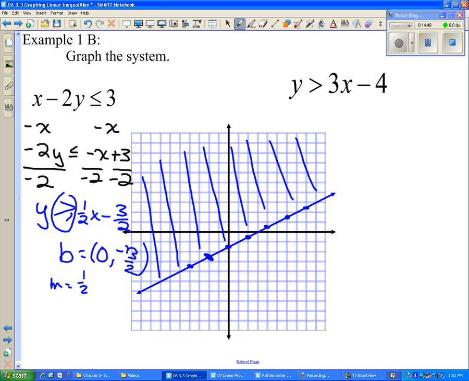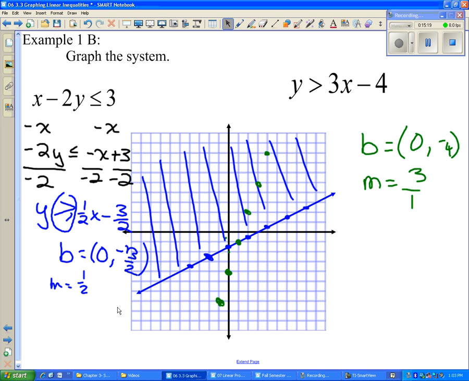My second equation is already in the form, so I know that my b is the point 0, negative 4. My slope is 3 over 1. I start at negative 4, then go up 3, right 1, up 3, right 1, up 3, right 1. I can also go down 3, left 1.